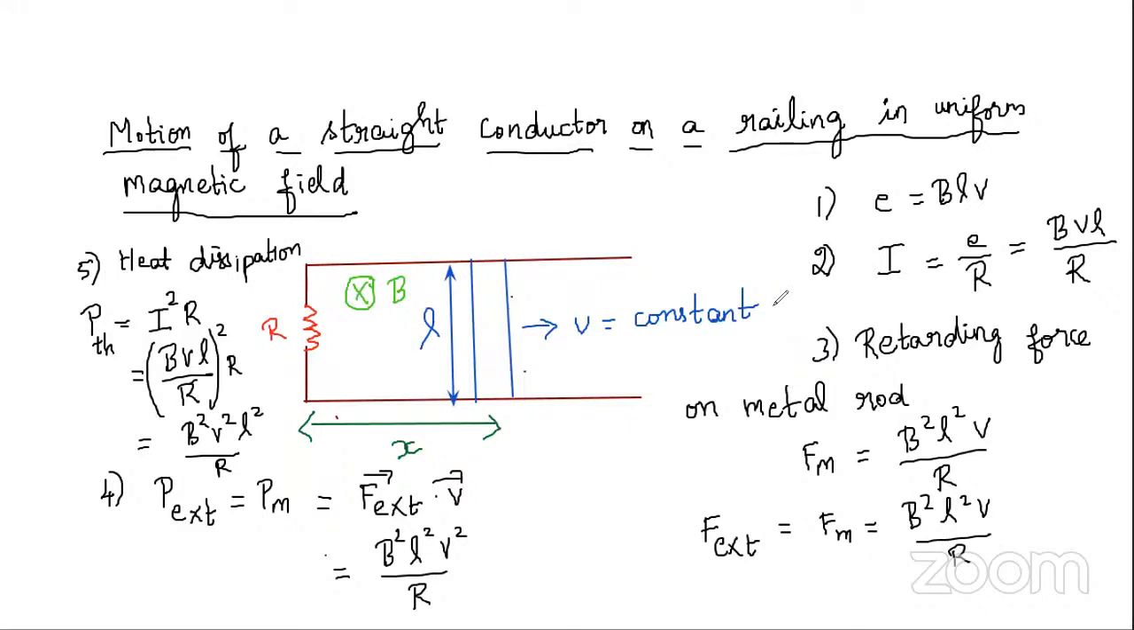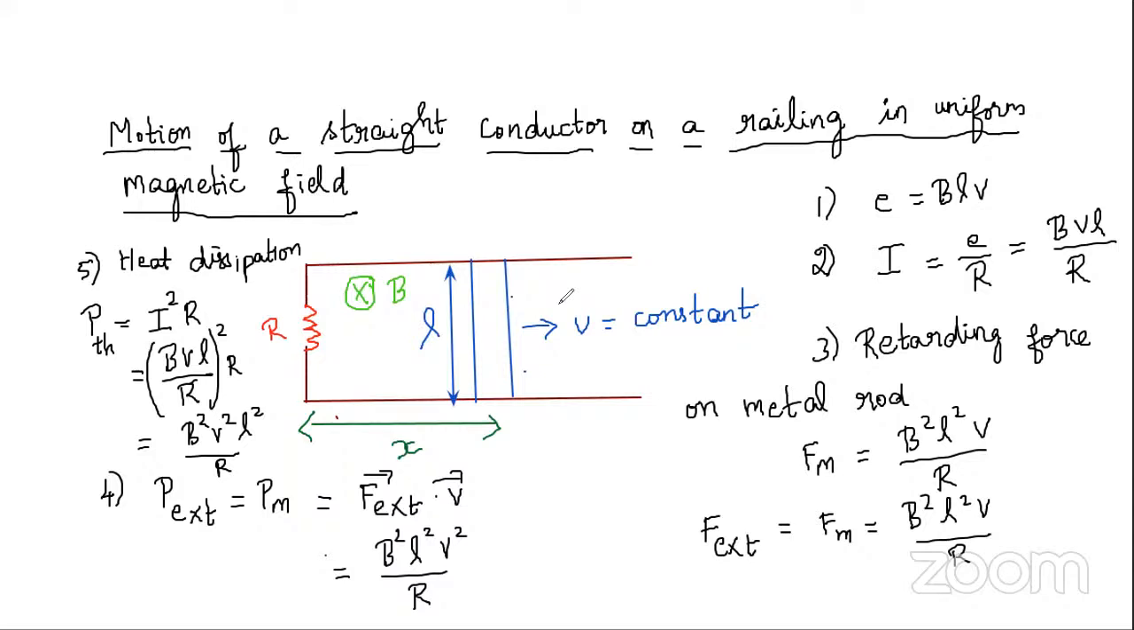Okay, so these are the concepts related to the motion of a straight conductor on a rail in a uniform magnetic field, and you may be getting numerical problems on this as well. So far we have discussed the concept of motional EMF when the movement of this conductor is perpendicular to the direction of the magnetic field. But we have not considered any situation when the movement of the conductor is inclined at a particular angle theta with respect to the magnetic field.